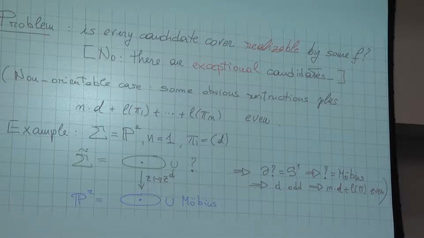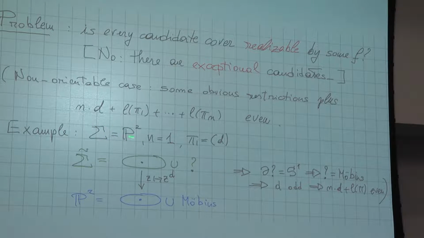I just want to quickly mention in passing that if you want to play the non-orientable version of this game, then there are some obvious conditions. So if you want to cover, non-orientable will never cover orientable, and if orientable covers non-orientable, the degree is even, and easy things, but there's one more. So there's a congruence that does not follow from the other conditions. n times d plus the total length should be even. And I just want to very quickly explain why by an example.